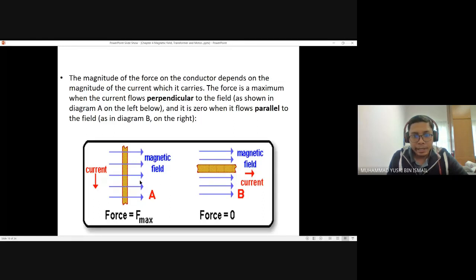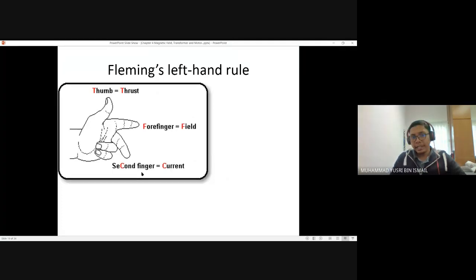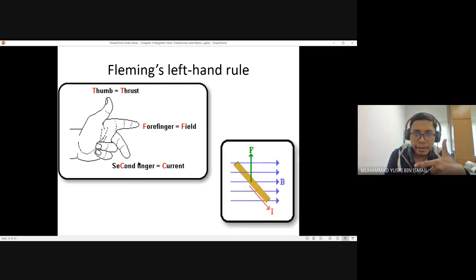Ini saya akan explain sekejap lagi. Jadi bila saya explain ni lagi senang untuk kamu faham. Okay, this is the left hand Fleming rule. Basically the forefinger is the magnetic field, and then the second finger is the current flow, and then thumb is the thrust.